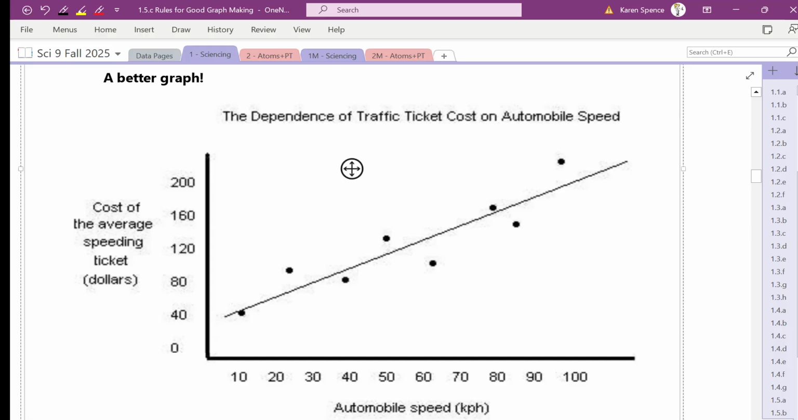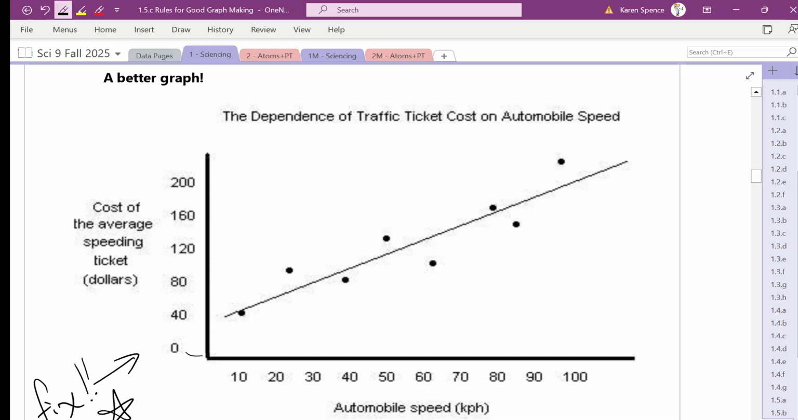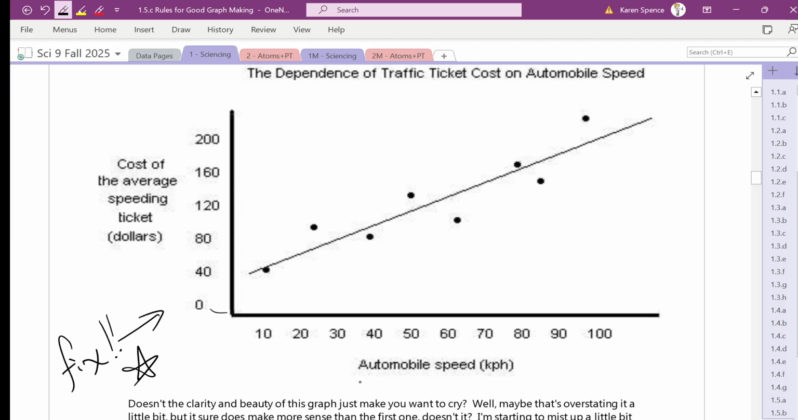So here's a better graph. This is the same graph, same numbers. I still need to fix this because the 0 still isn't down at 0. I got it closer, but I didn't get it all the way down to 0. But now we know that the bottom is the automobile speed in kilometers per hour.